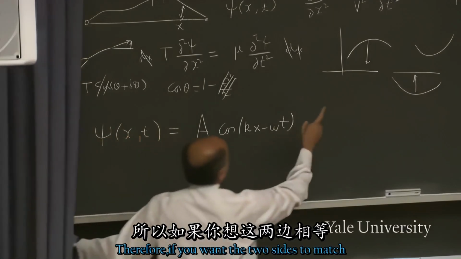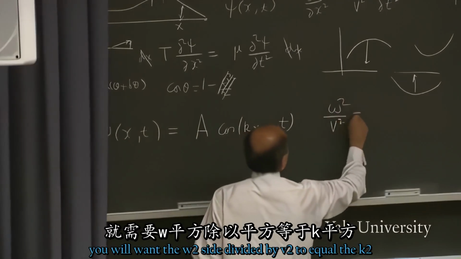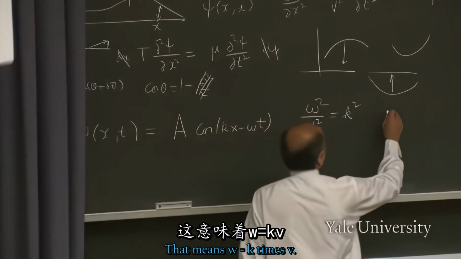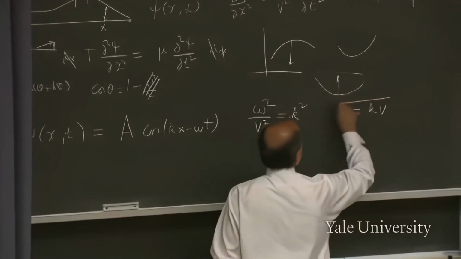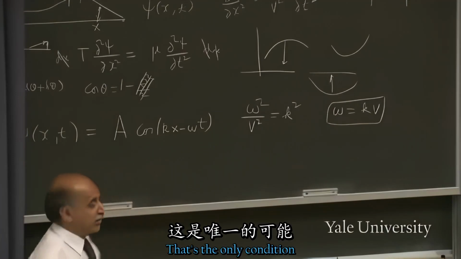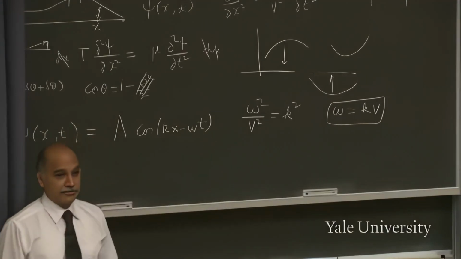Therefore, if you want the two sides to match, you will want the omega square side divided by v square to equal the k square. That means omega equals k times v. That's the only condition. If that is satisfied, if this omega is k times v, you have a solution.